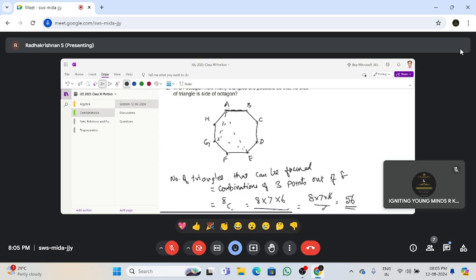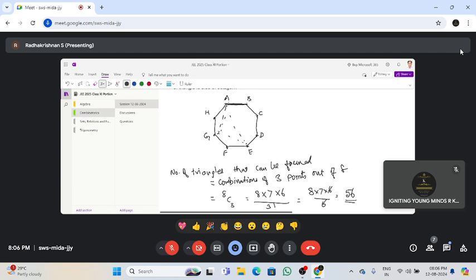So, you all agree? When you take AB, there are going to be how many triangles using AB as one of the sides? We can connect that AB with any other 6 points, right? So that means there are going to be 6 triangles like ABC, ABD, ABE, ABF, ABG, ABH.